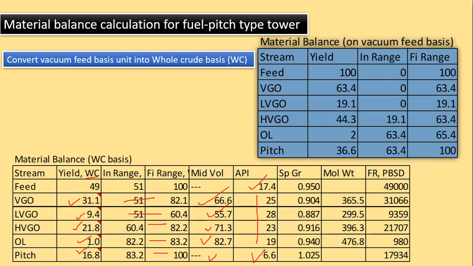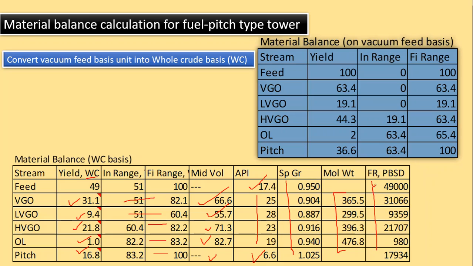After calculating the API, we can convert all these values into specific gravity, because our target is to convert all these values into the mass basis in the material balance. Then we can go for the molecular weight. Please remember that molecular weight can only be calculated for the distillates, not for the residue. That's why VGO, LVGO, HVGO and overflash are used for the calculation of molecular weight. Molecular weight is also calculated with the help of the simple graph or the equations that we discussed in the atmospheric distillation column.